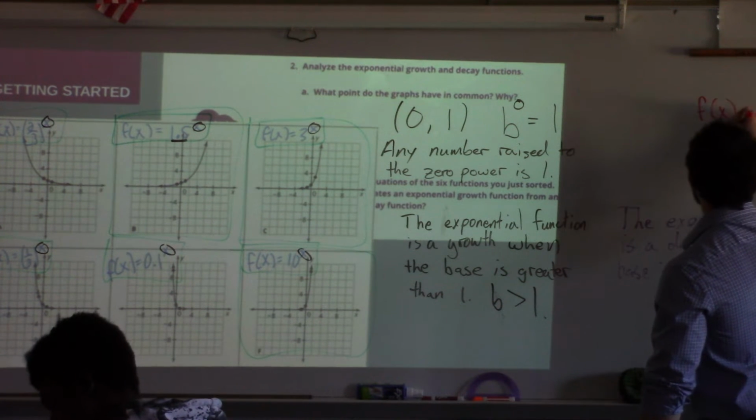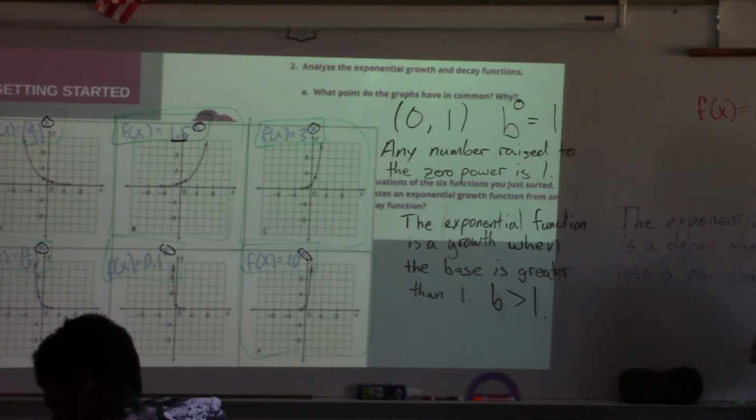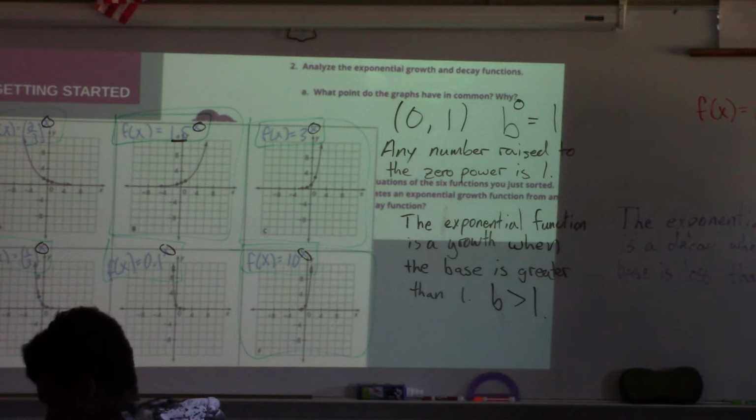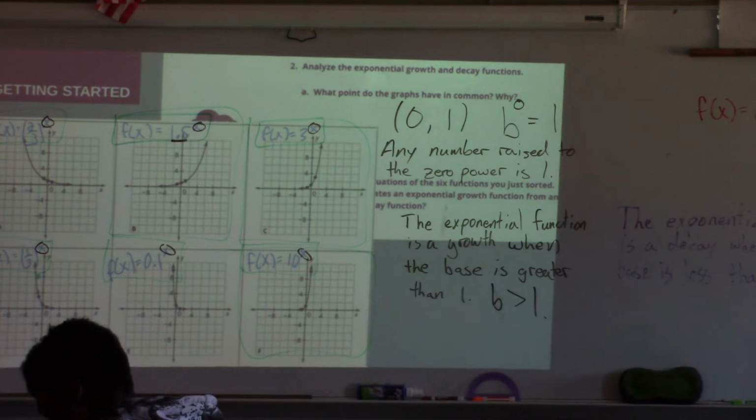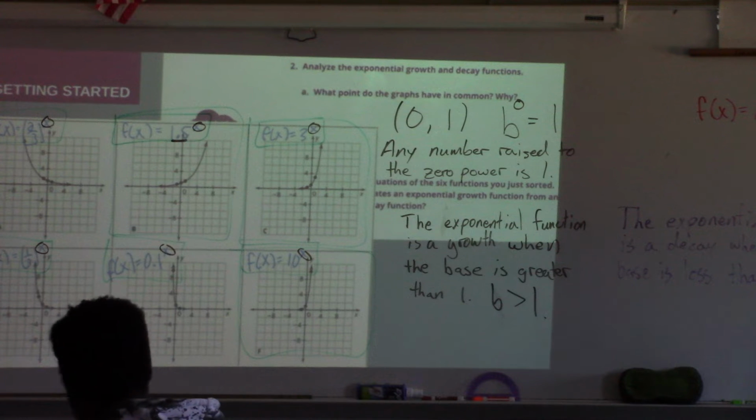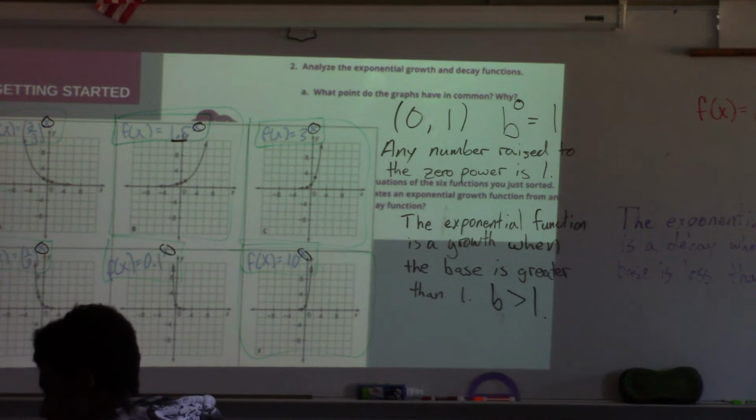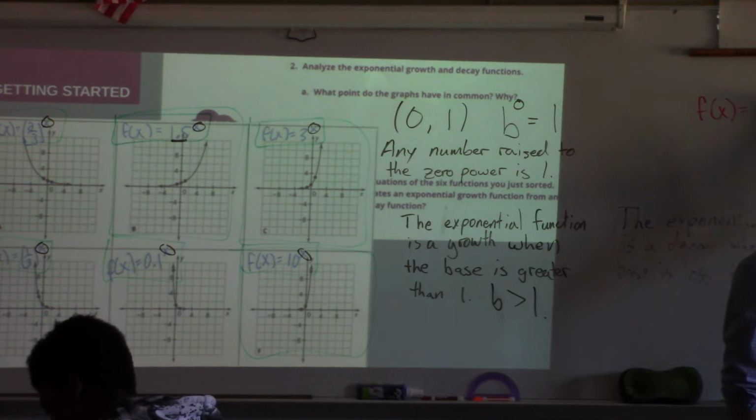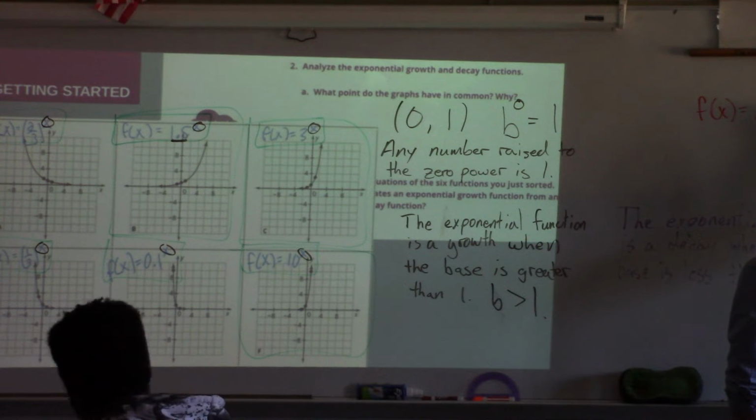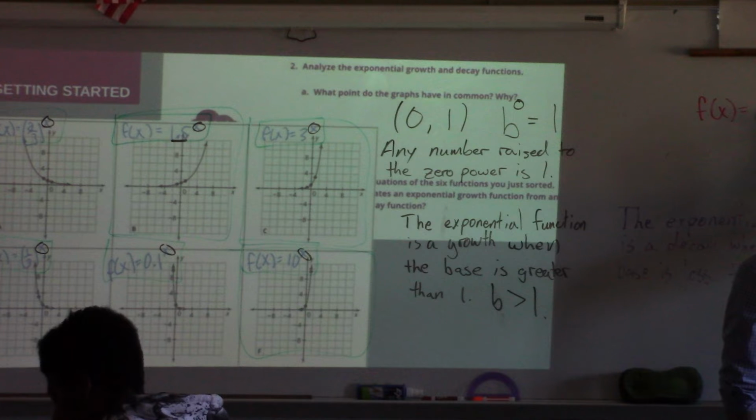F of x is equal to 0 raised to the x. What's 0 to any power? You're thinking about raised to a 0, but if it's 0 to a power, that's always going to be 0. So can the base be 0? Actually, you can't even do negative exponents. We'll talk about why later.